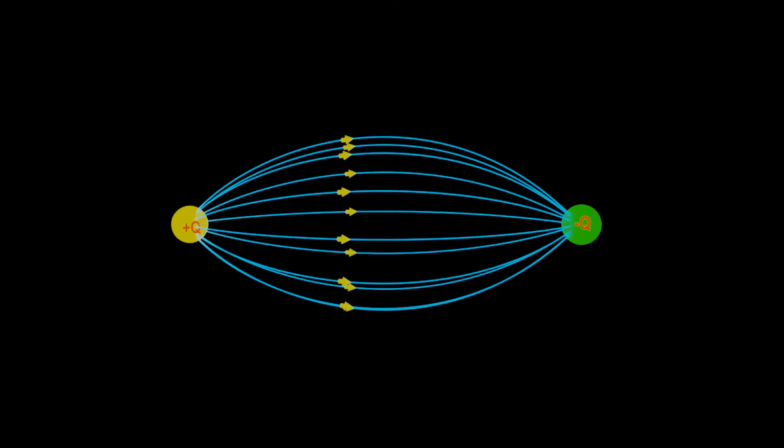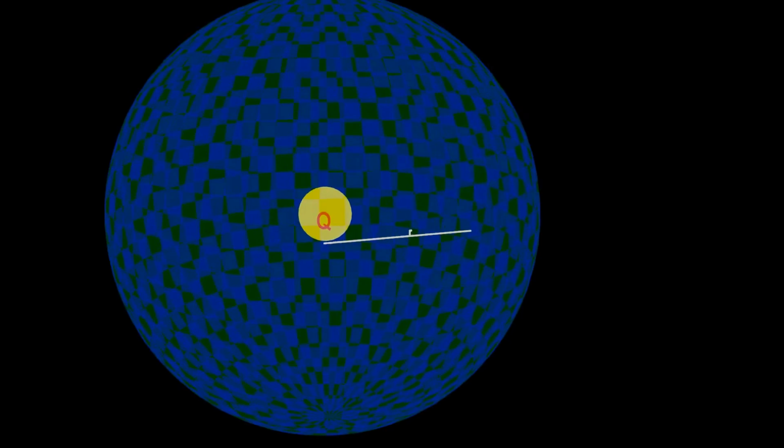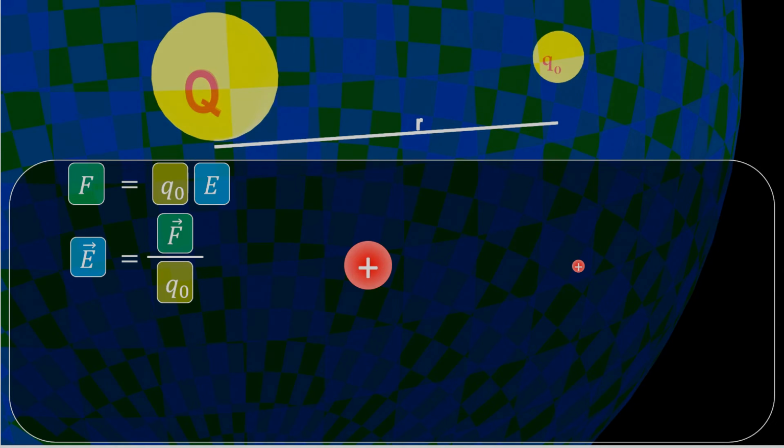In upcoming videos, we will understand the concept of electric field lines in an even better way. For now, let's talk about the equation of electric field. If we talk about the SI unit of electric field, it is equal to F by Q, where the unit of force is Newton and the unit of charge is Coulomb. This gives us the SI unit of electric field as Newton per Coulomb.